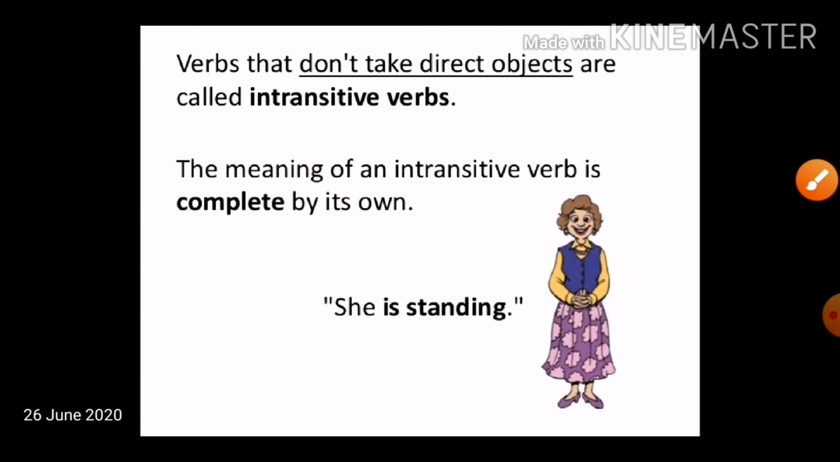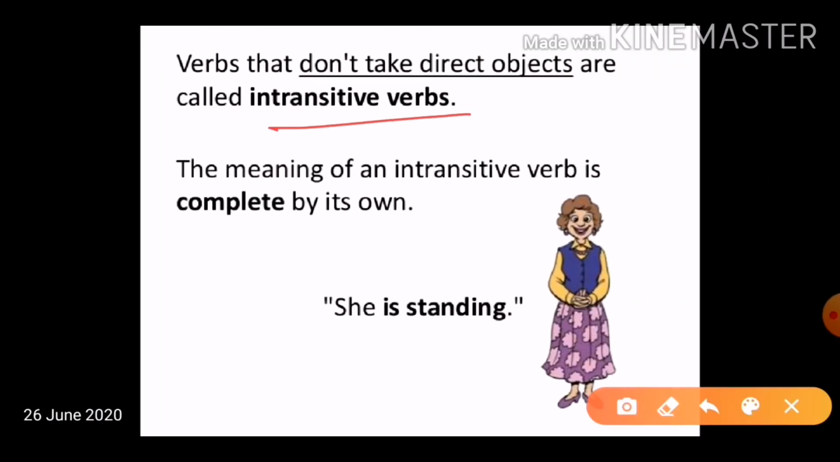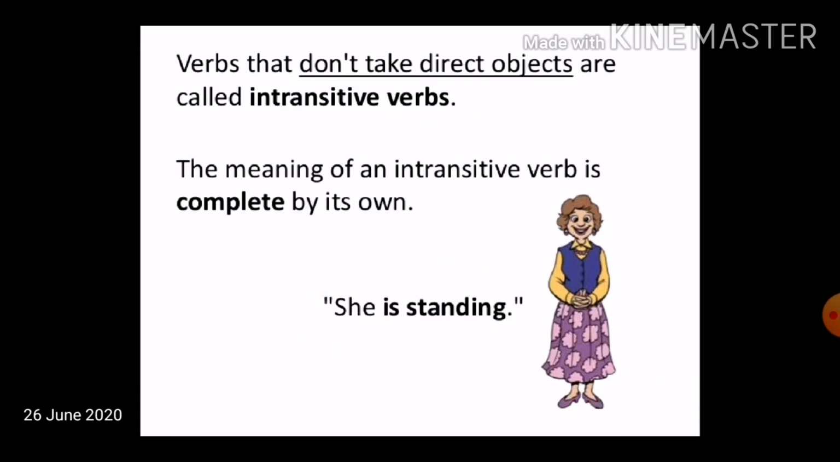Moving further, verbs that don't take direct objects are called intransitive verbs. The ones that don't need an object, we call intransitive verbs. The meaning of an intransitive verb is complete on its own. This sentence is complete. You need not put any object here. You can add some description to the sentence, you can elongate or elaborate it, but without those things also the sentence is complete. It has a complete idea in it.